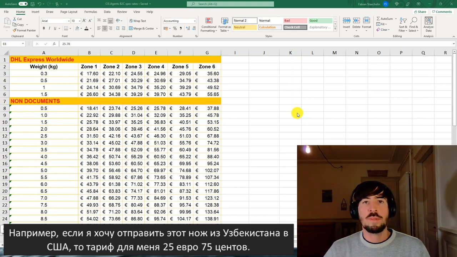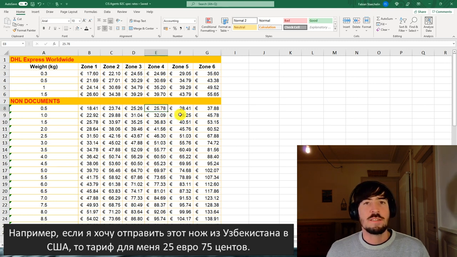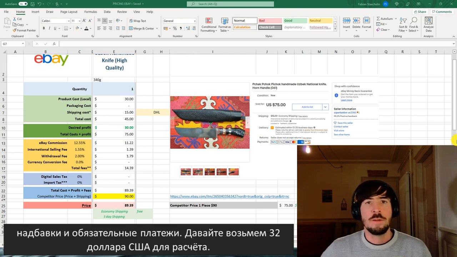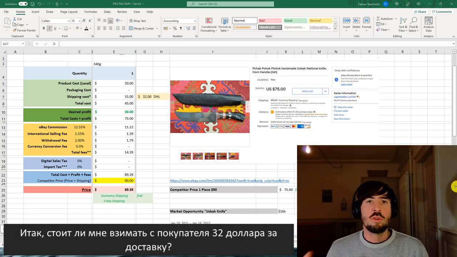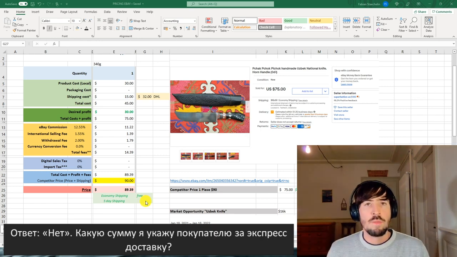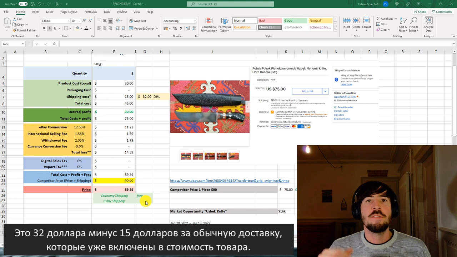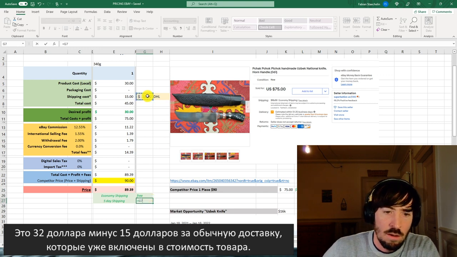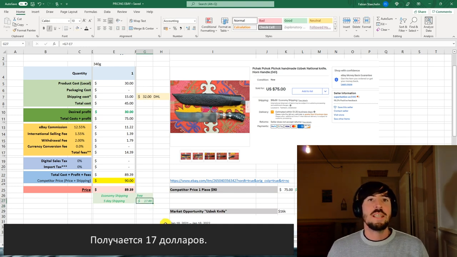For example, if I want to ship this knife from Uzbekistan to the United States, my fee will be €25.78. If we're converting this into US dollars, we're looking at roughly $29. I would add a little bit of margin because usually couriers charge taxes and other fees. So let's put it at $32. So should I charge $32 to the buyer for shipping? No. What I'm going to charge to the customer for shipping is the $32 minus the $15 shipping cost that's already included into the price. So it's going to be $17.